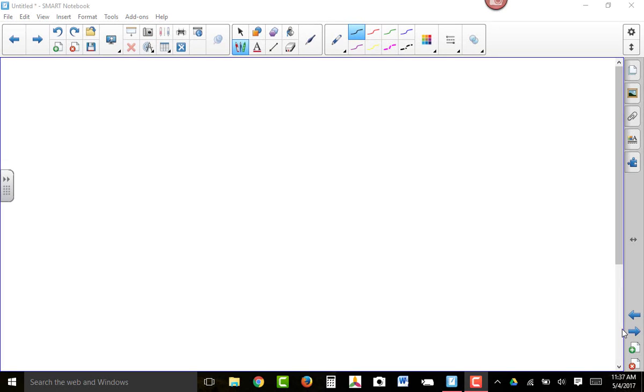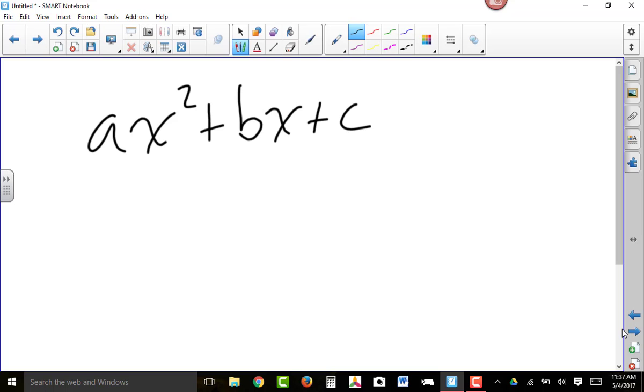In graphing quadratics, we have ax squared plus bx plus c. Everybody's good on this? Okay, so in graphing quadratics, remember these are the things that matter. Your a represents the direction of your parabola. So if it's positive, it's going to be opening upward.